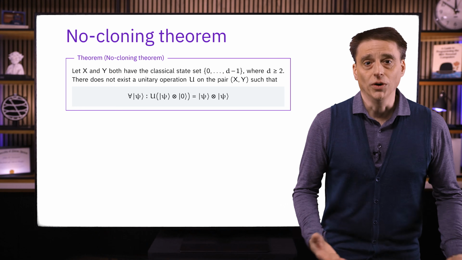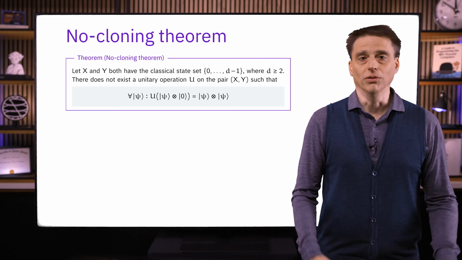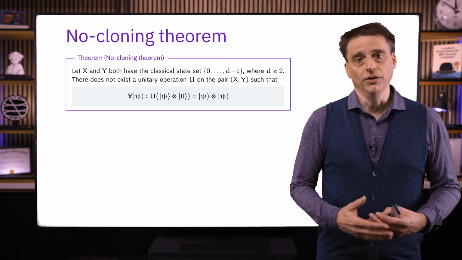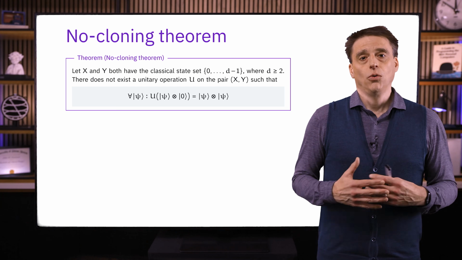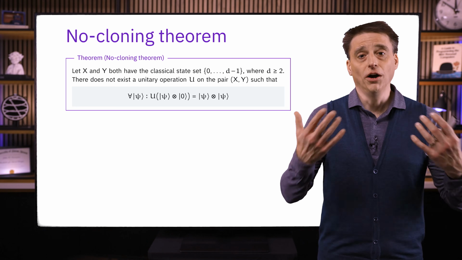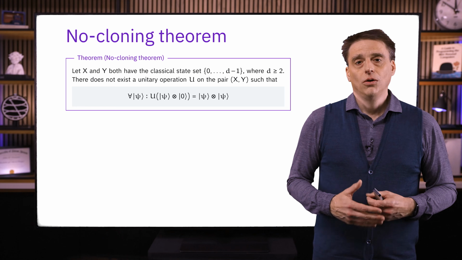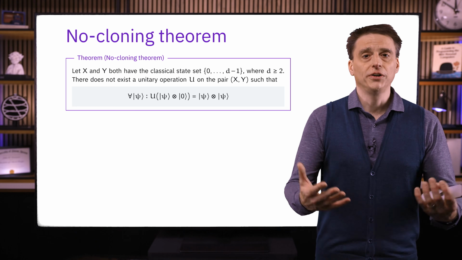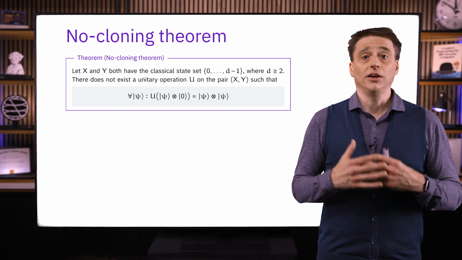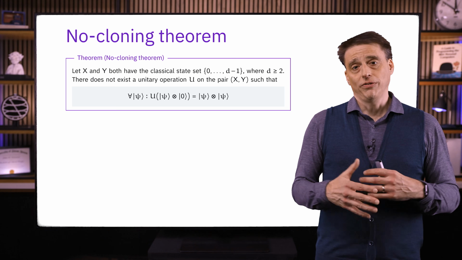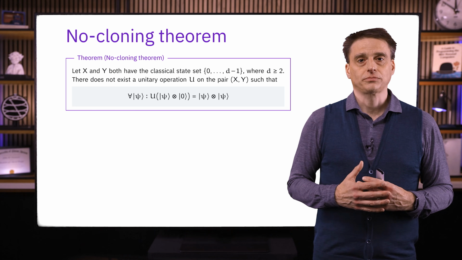It's not really important what names the classical states have, but by choosing these names, it'll help to keep things simple. What's most important here is that there are at least two different classical states. So, in other words, we're not worrying about the trivial and uninteresting case where we only have one classical state. What the theorem says is that there's no unitary operation u that we can apply to xy so that if we initialize y to the 0 state, we effectively copy or clone arbitrary quantum states of x.